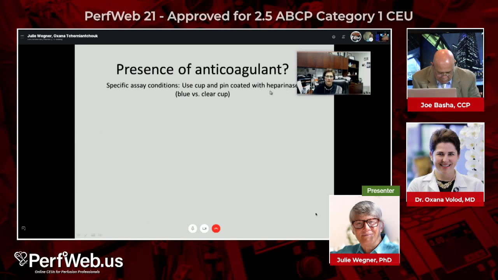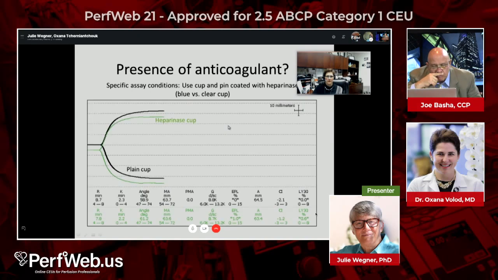So it's going to eat away all the heparin that's in the blood sample. Then you run both tests side by side on the TEG 5000. This is showing you the plain cup, which is without heparinase, and the green tracing, which is the heparinase cup. Then you get factor results for both of these tracings.